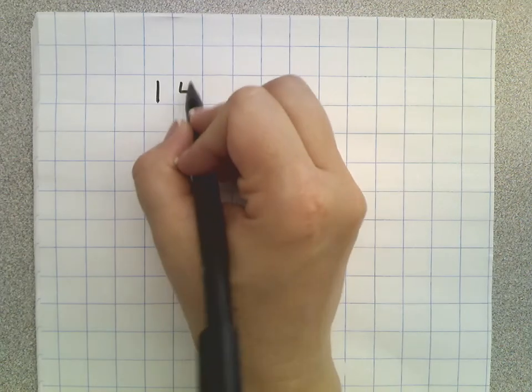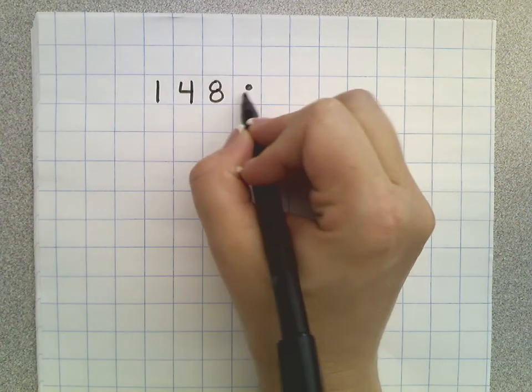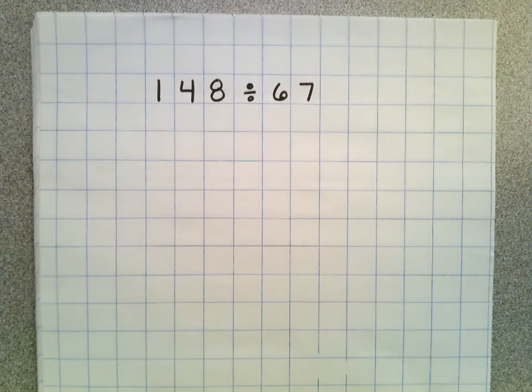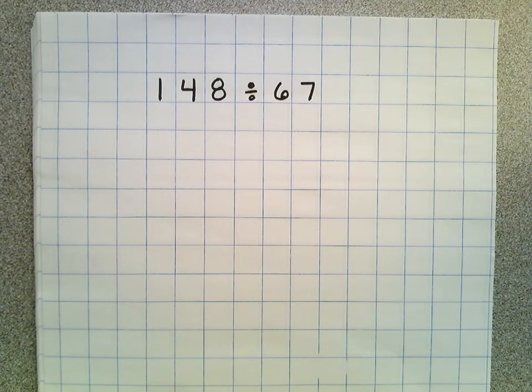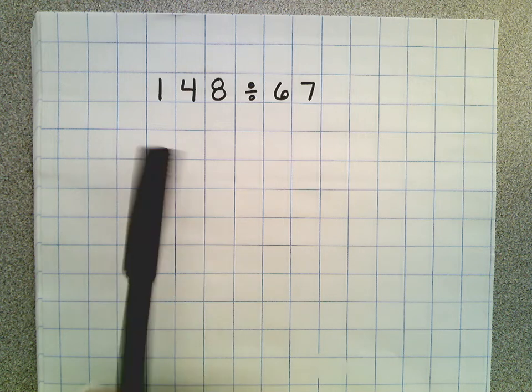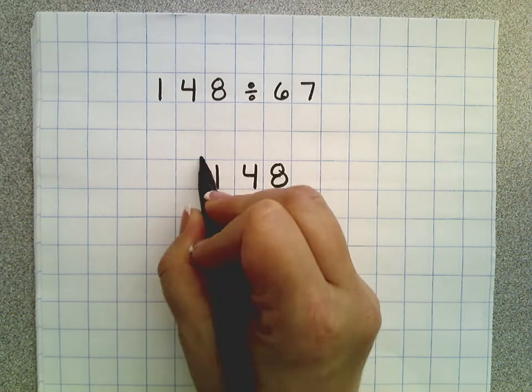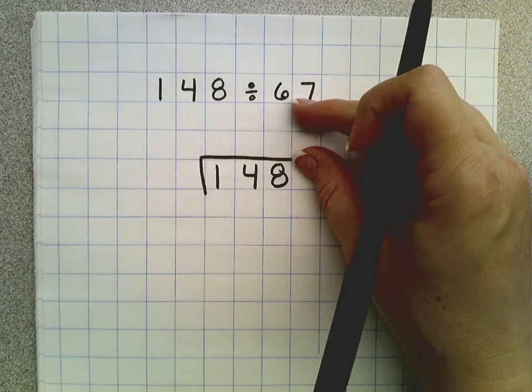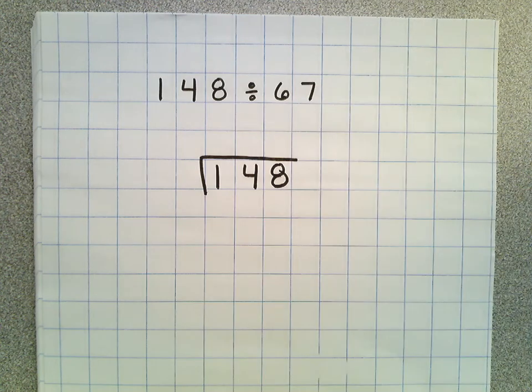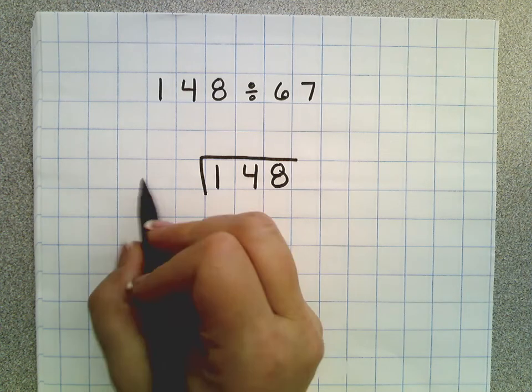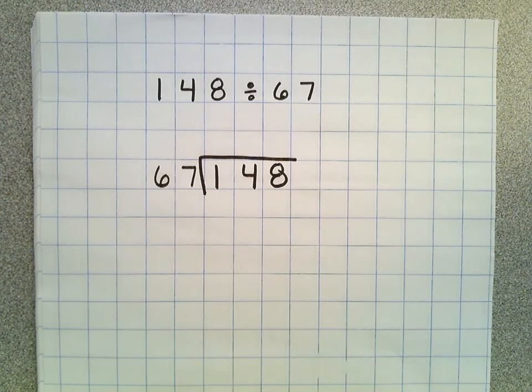We're going to do 148 divided by 67. I like to take a look at this and think to myself, what is the number that is the dividend that goes inside the box? What is being divided up? 148 is being divided up. Please put a number in each box. Make sure you leave plenty of room so that you have room for numbers on top. 148 is our dividend. 67 is going to be our divisor.